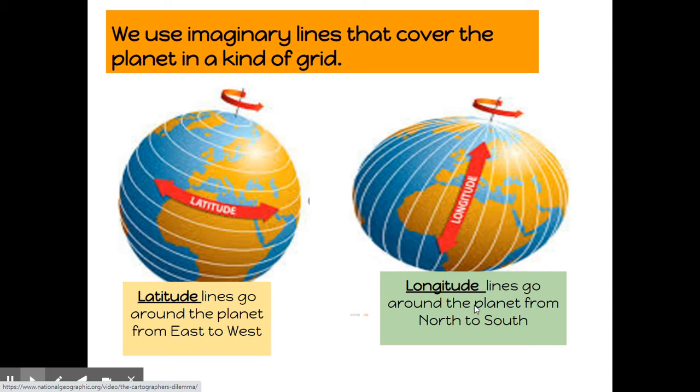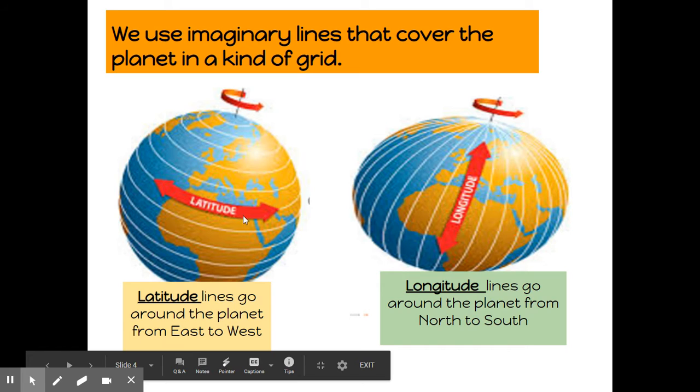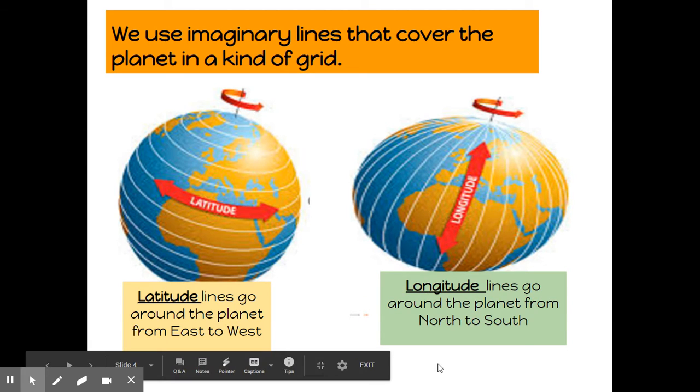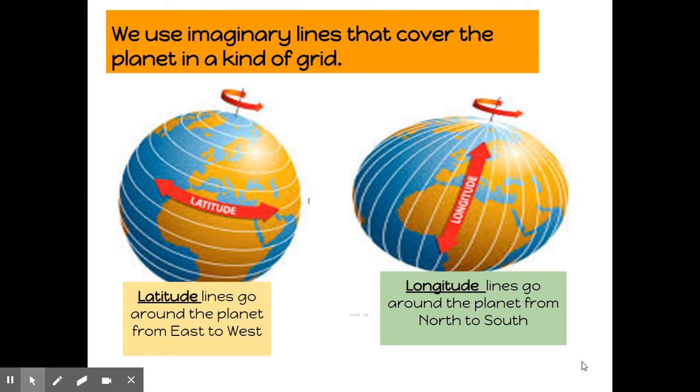Okay, so back to how do we tell other people where we are? Well, one thing that we do is we use imaginary lines that cover the planet in a kind of grid. And we've got two types of lines. We've got lines that go this way around the planet from east to west. They're horizontal lines, and they're called lines of latitude. And we've also got lines that go from north to south around our planet, up and down lines. And those lines are called lines of longitude. So what we're going to do is work out how we can use those lines to tell somebody else exactly where we are.